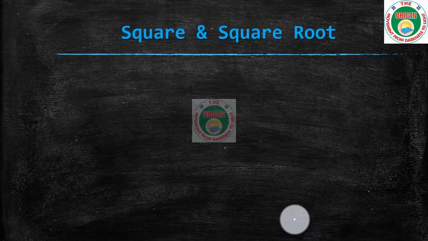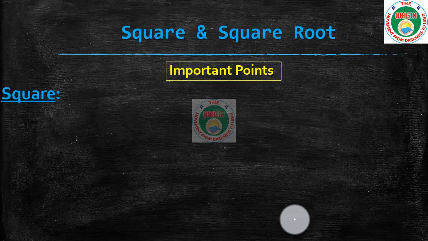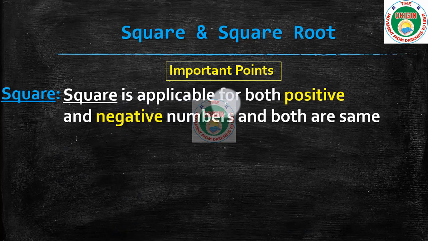Next, some important points to know about square and square root. First, about the square: square is applicable for both positive and negative numbers. Whatever numbers you take, positive or negative, square is applicable. We just completed 6 into 6 equals 36. Check the example given here.